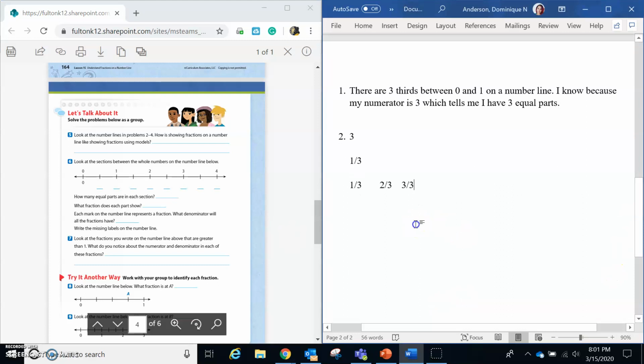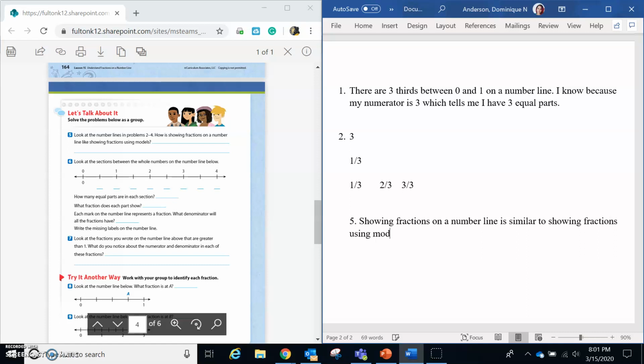So let me come back over here. This is number 5. So showing fractions on a number line is similar to showing fractions using models because they both show equal parts of a whole. Great job.